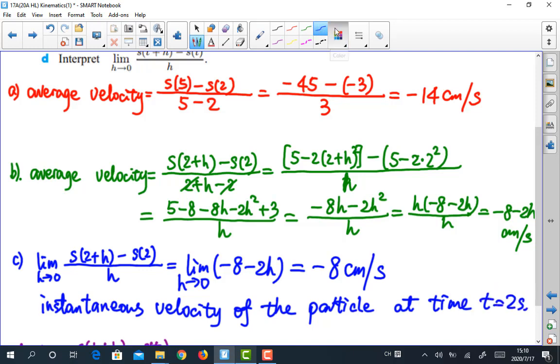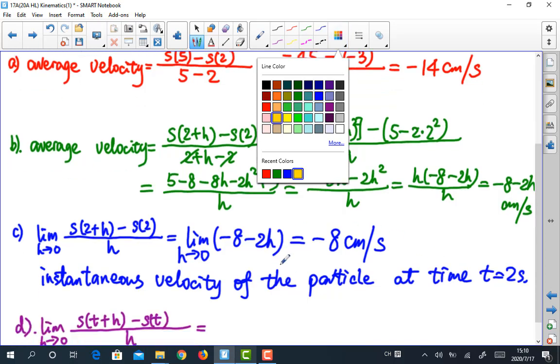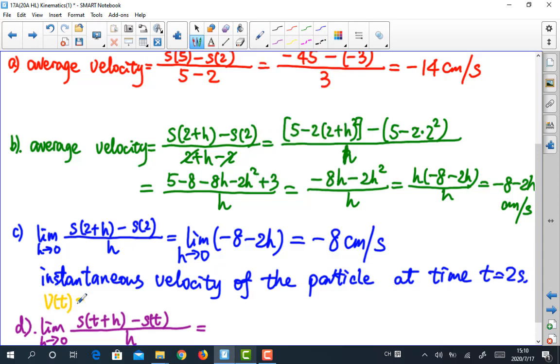Later on, you don't have to go through this first principle at a particular point to find an instantaneous velocity at a time t equals 2 seconds. You can just work it out as the velocity function equals the first derivative of the displacement function. The first derivative of the displacement function should be negative 4t. When t equals 2, don't you think the instantaneous velocity is really negative 8 centimeters per second?